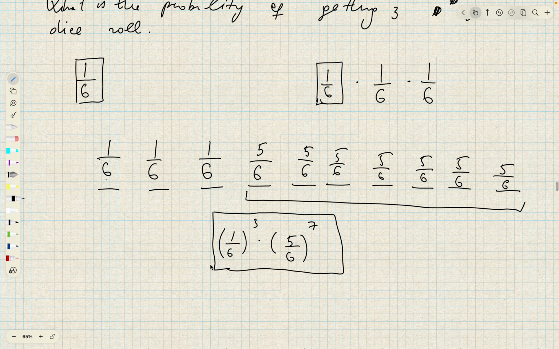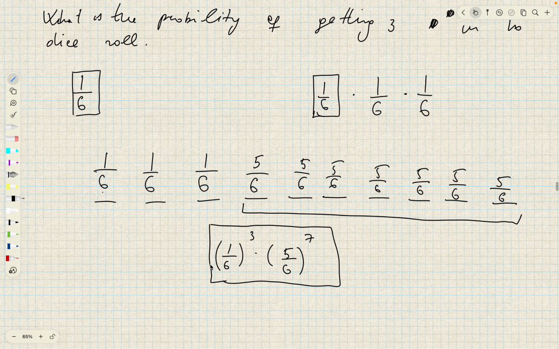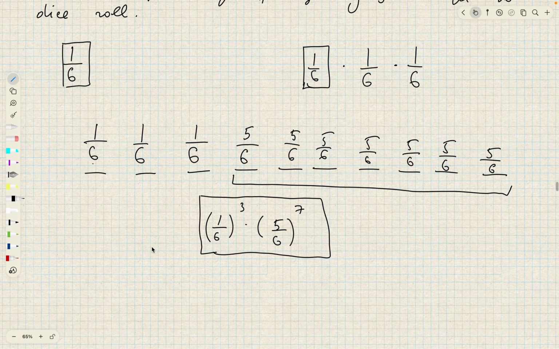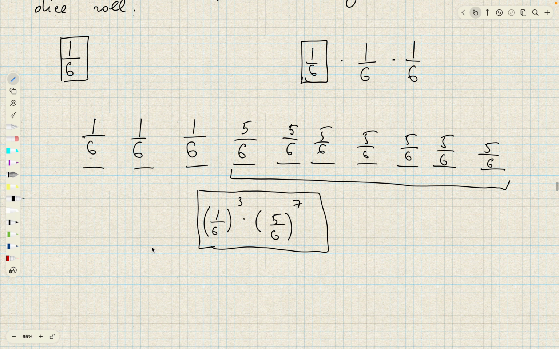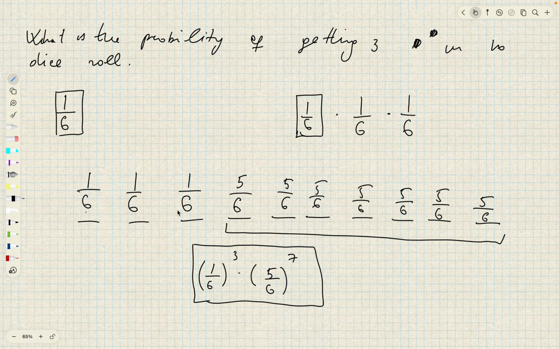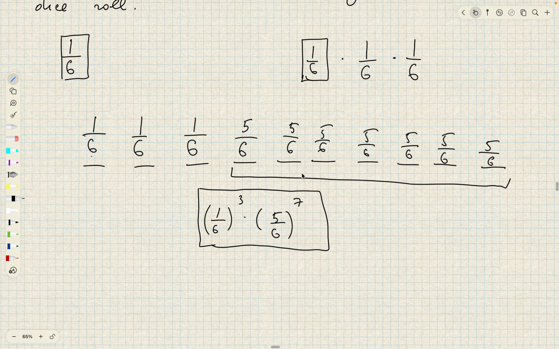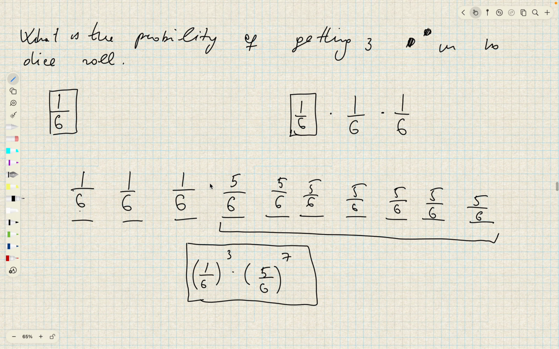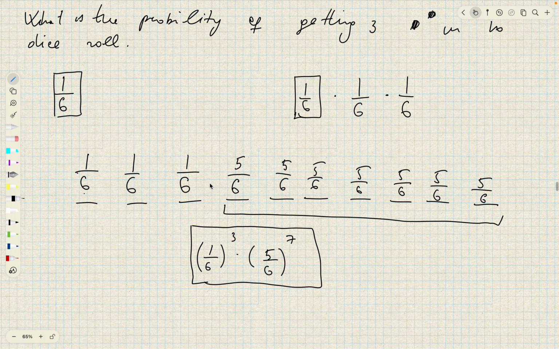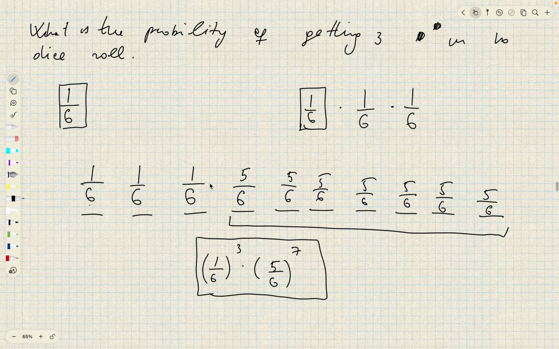So, do you think that it's really the probability of getting two in 10 dice roll? Actually, no. We only calculated the probability of getting two in our first three trials. Only in the first three trials, and that is that probability. But we're interested in the probability of getting two three times in any way in 10 dice roll, in any way.